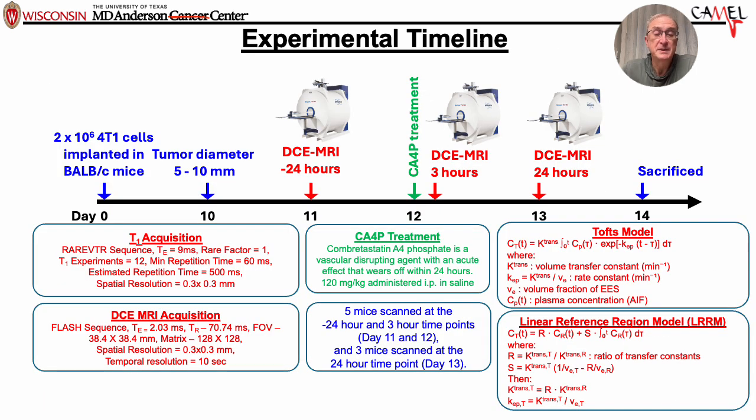Okay, so for the experimental timeline, we made a rather standard 4T1 tumor mouse model, waited until the tumor diameter was 5 to 10 millimeters. Then we performed DCE MRI before and then 3 hours after giving a treatment of Combretastatin A4-phosphate, a vascular disrupting agent, which has a significant effect on the vascular perfusion. And then we followed up again 24 hours later and then sacrificed the mouse.